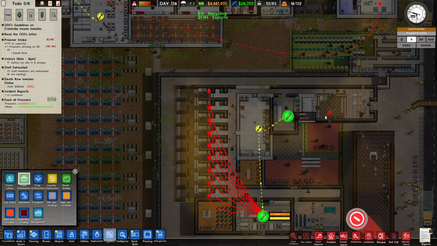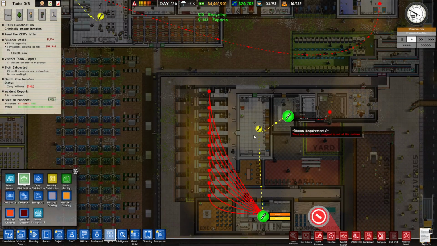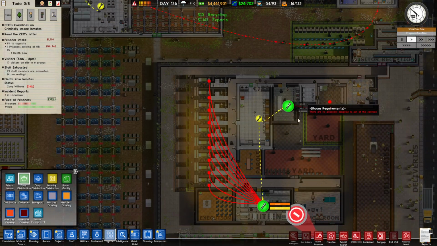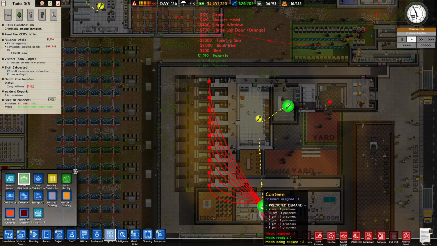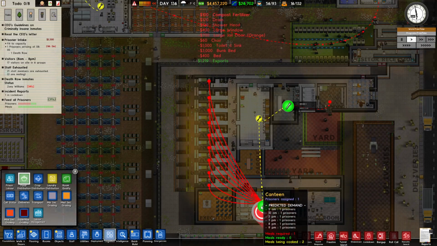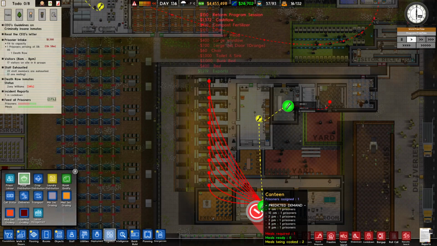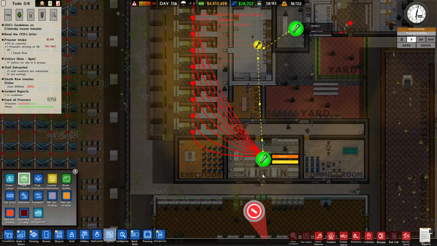That's right. So this holding cell goes here. This kitchen supplies both this canteen and this canteen. That's right. Not all the cells refer. Meals required 1. Meals ready none. Meals being cooked 2. So they are preparing food.